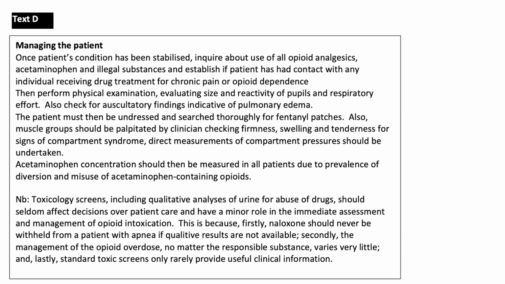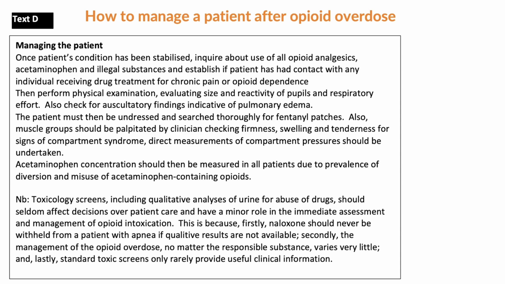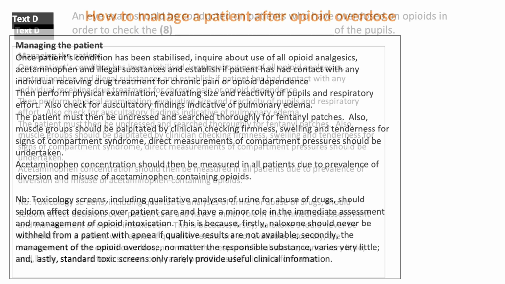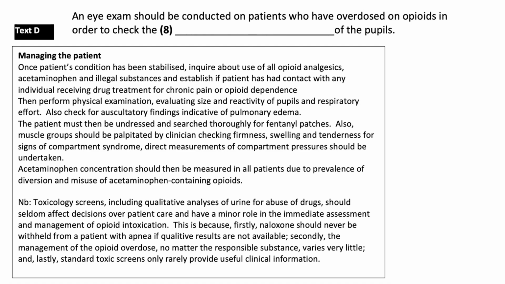Okay, well done. Hopefully you were able to identify the topic of this text is how to manage a patient after an opioid overdose. Now imagine that we've done that for all 4 texts in part A. Now we'll go to the questions. We're going to have a go at a sentence completion question, and first we're going to check that we understand what the question is about, and then predict what the answer might be.